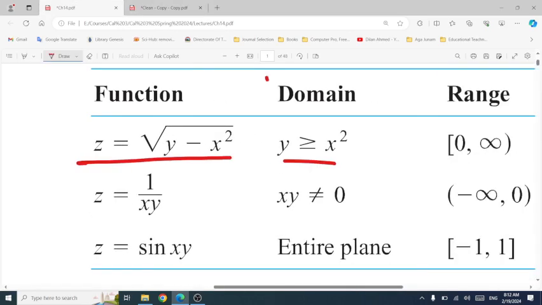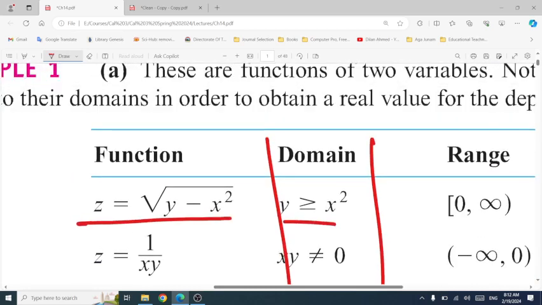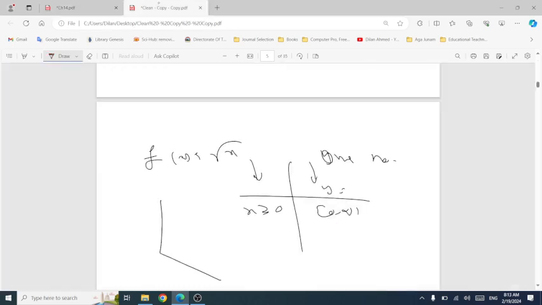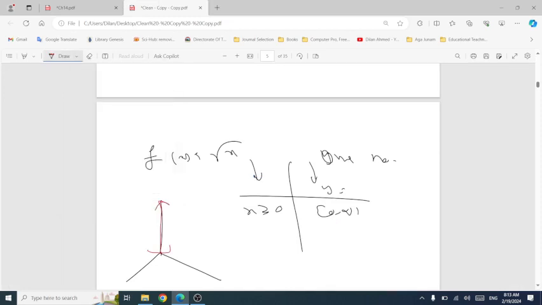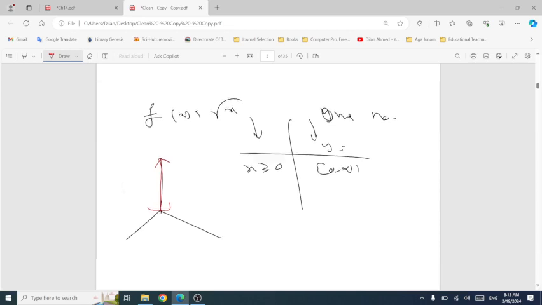Look at here. The domain is the value or relation between x and y. How about range? It is the output, just the value of z. So when you say from 0 to infinity, it means that z can be counted from 0 to infinity. You got it? Only z. But when we talk about domain, it is about what? Y greater than or equal to x squared. There's a relation between y and x. Is that clear?